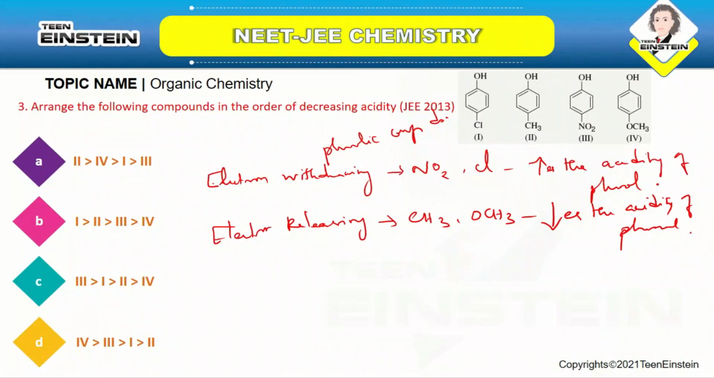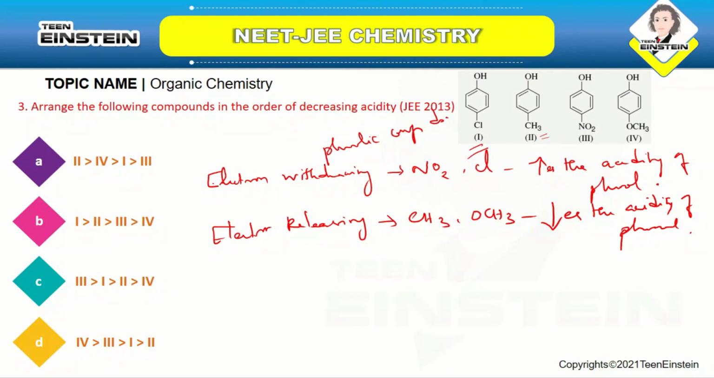So here the first phenolic compound is substituted with chlorine, which is an electron withdrawing group, which increases the acidity of phenol. Next, come to the second compound. Here the methyl group is substituted in the para position of the hydroxy group. The methyl group is an electron donating group, which decreases the acidity of phenol.